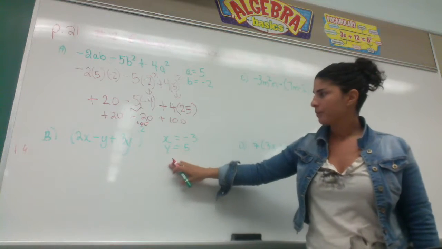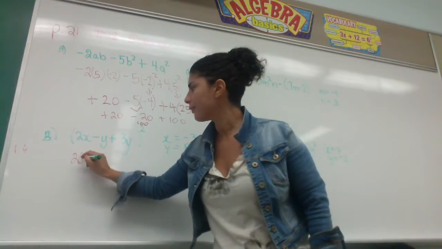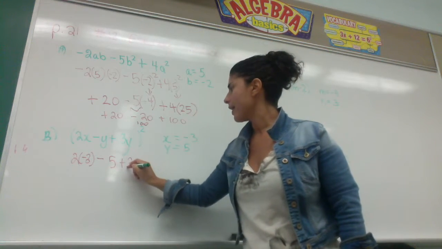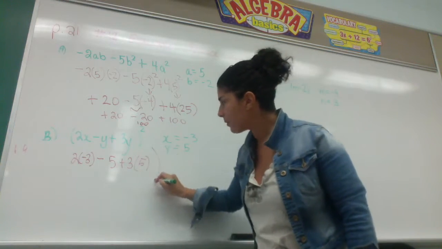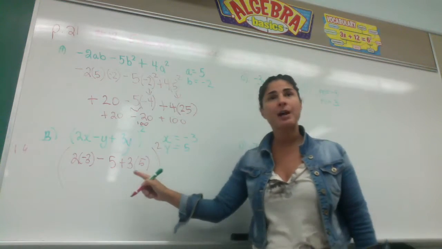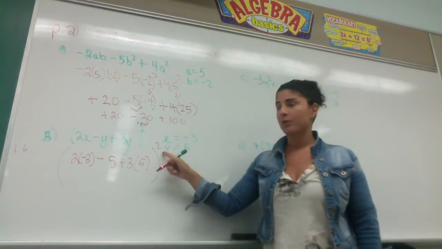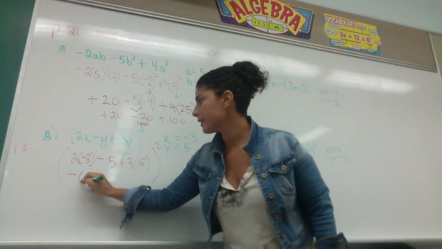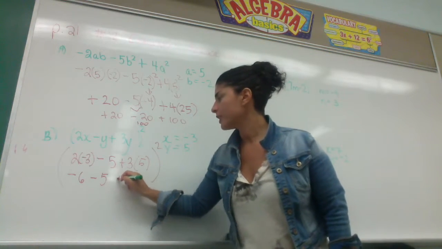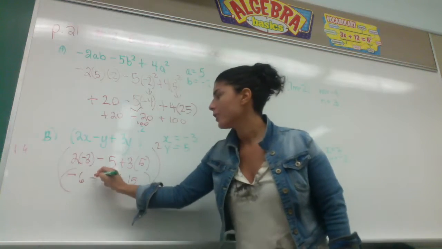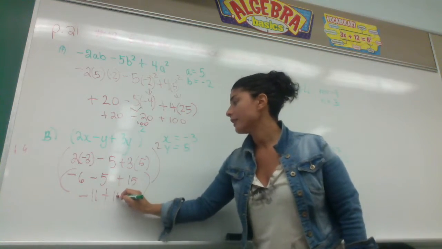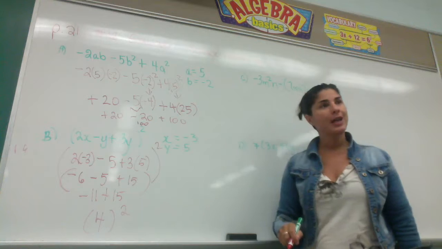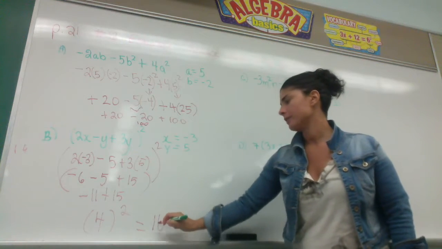Let's do B. B says that x has a value of negative 3, keeping it in brackets. Y has a value of 5. Remember, I have to keep the big brackets, because everything that happens in here will be to the power of 2. So let me find an answer in here. -6 minus 5 plus 15. Still, let me get an answer. -11 plus 15. Let me get an answer. Oh, it's 4 squared. Final answer, 4 times 4 is 16.